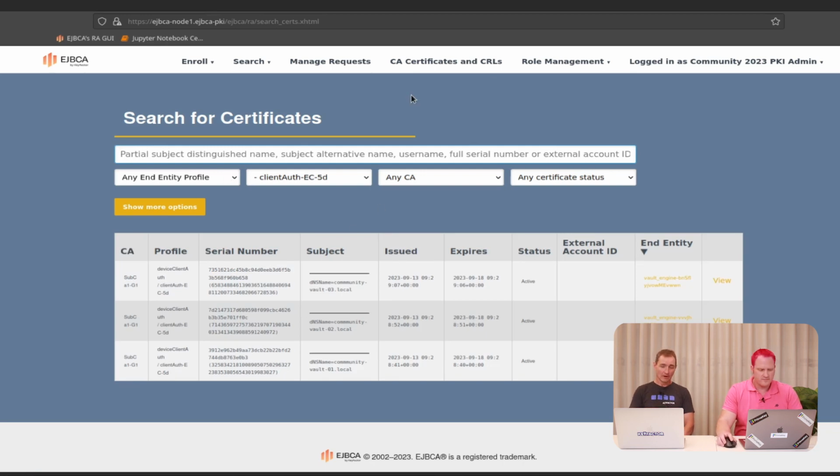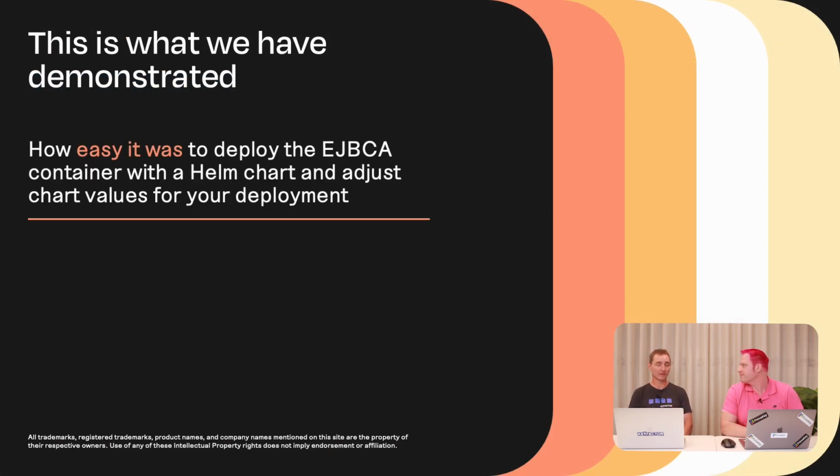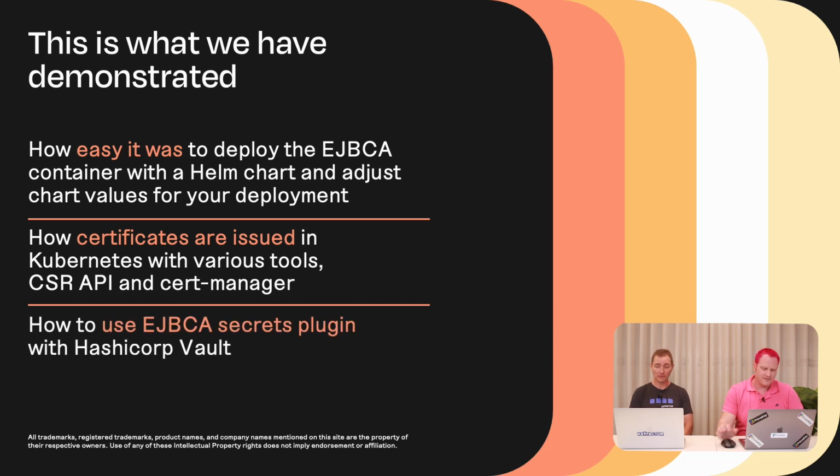Awesome. All right. So what did we learn? How easy it was to deploy EJBCA in a container? Exactly. That was crazy easy. I can't believe how quickly that came up. And then we talked a lot about getting certs into Kubernetes, using CSR-API, using CertManager. Looked at how you can put in the HashiCorp Vault EJBCA plugin to make it easy for you to take what you were doing and redirect to EJBCA.